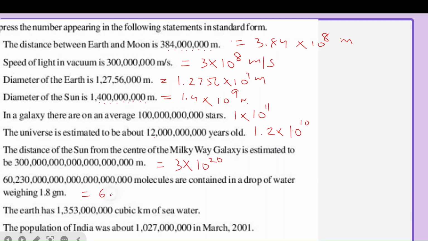This is 6.023 and count the places after 6. 3, 6, 9, 12, 15, 18, 21, 22. Huge. Now this is 1.353 times 10 raised to the power how many? 9. And the last is 1.027 times 10 raised to the power 9. So this is it. This was the last question.